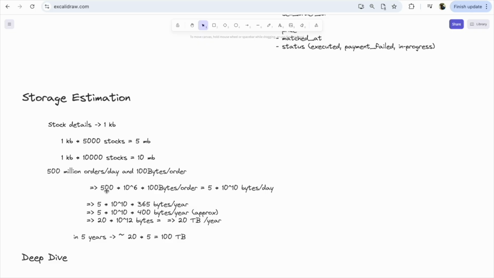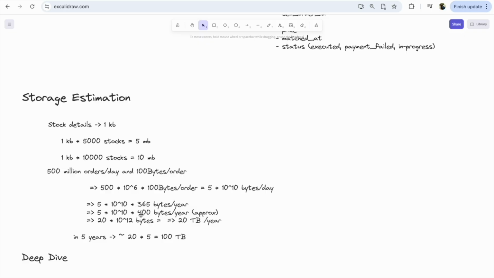So that is 500 million, which is 500 into 10 power 6, and 100 bytes per order. So that comes to 5 into 10 power 10 bytes per day. If we consider a year, that is 5 into 10 power 10 into 365 bytes per year. Let's approximate 365 to 400. So this is 5 into 10 power 10 into 400 bytes per year, approximately.